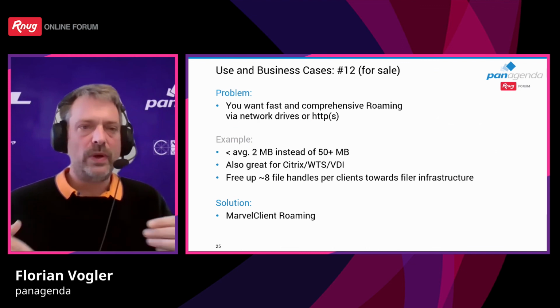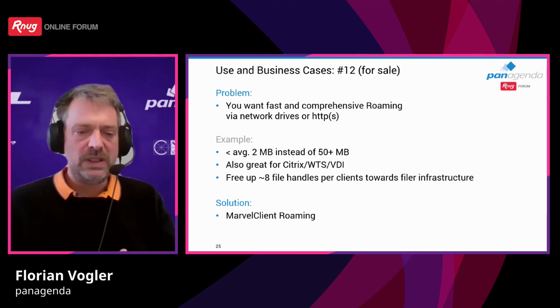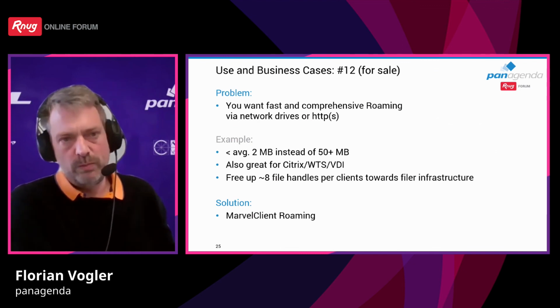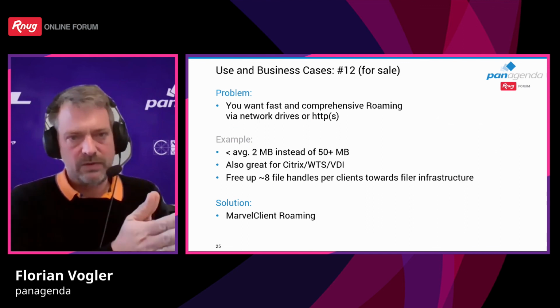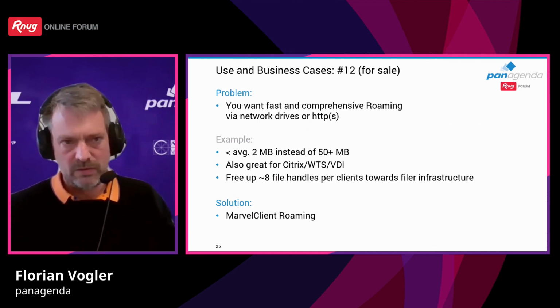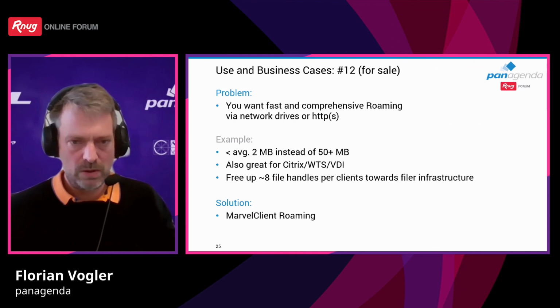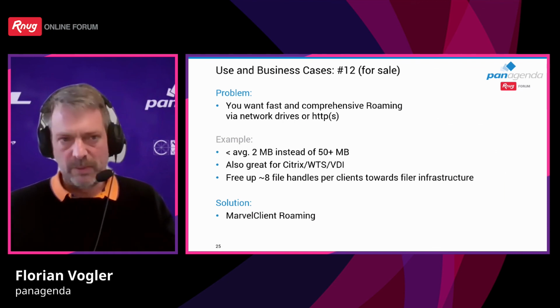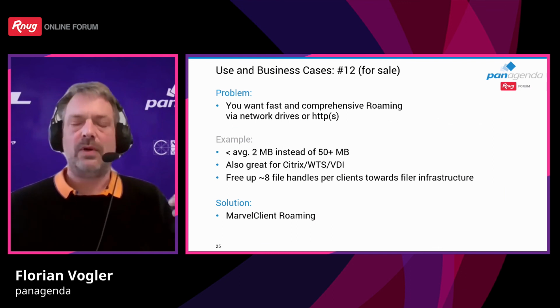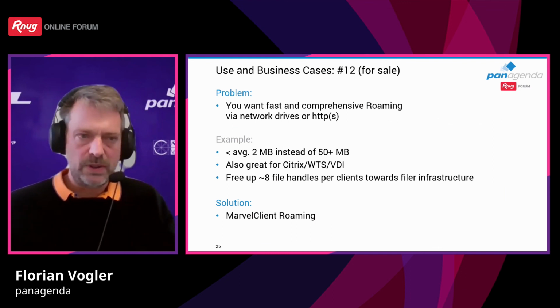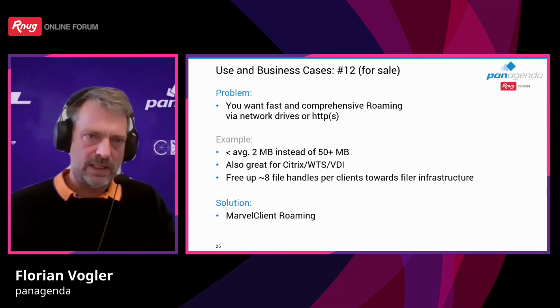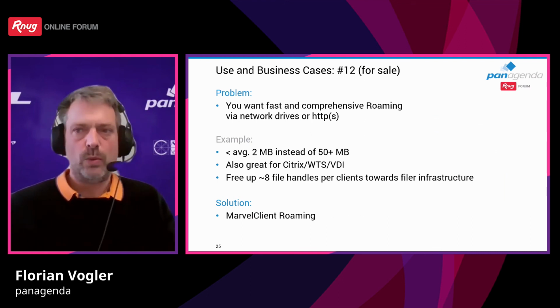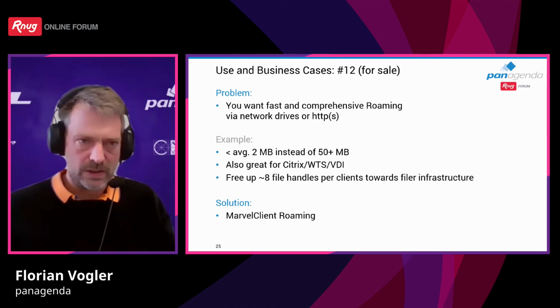Now, when you use Marvel Client roaming, it means that when a user starts Nodes, we fetch 2 megabytes from the network drive. After that, the client is entirely network independent for the remainder of the Nodes client session, until when the user shuts down, we then back up the 2 megabytes again. So if you have 1,000 users in your environment, then you save 8,000 file handles towards your file servers, which your Windows file servers or your other file servers will be happy about just as much.